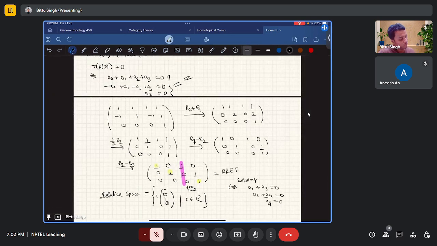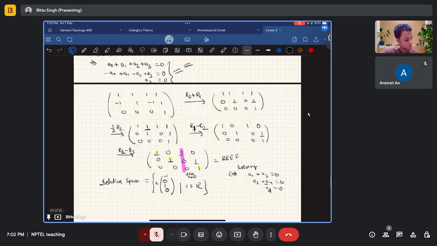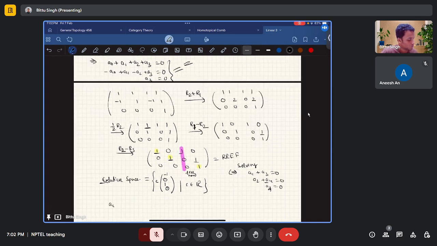So those coefficients a0, a1, a2, a3 will take this form: minus C, 0, plus C, 0.